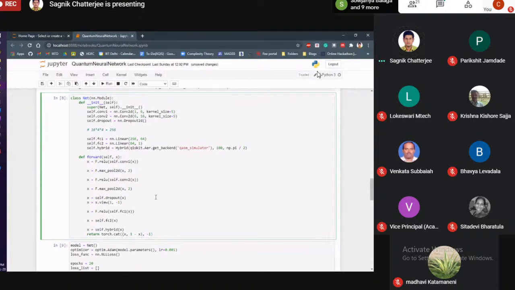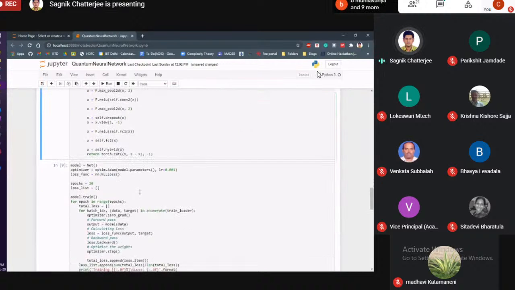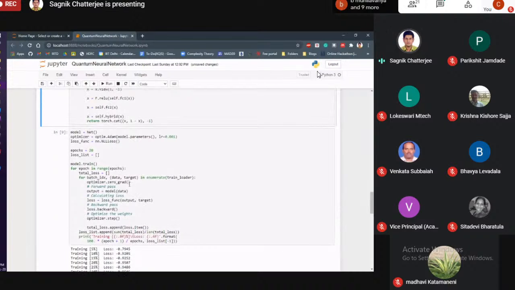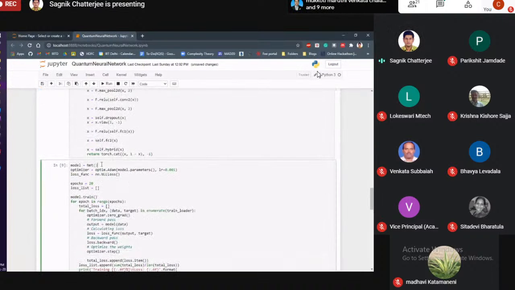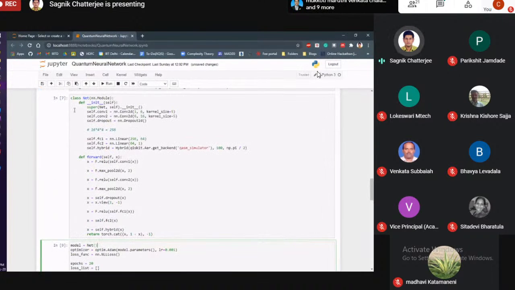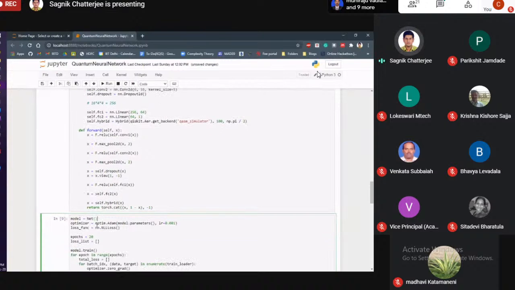Okay, so let's compile this. So this ran without any issues. Now we start training the model. We take this neural network that we have defined and we train it as a model. We take the loss function to be the negative log likelihood loss, which works well with quantum classifiers.